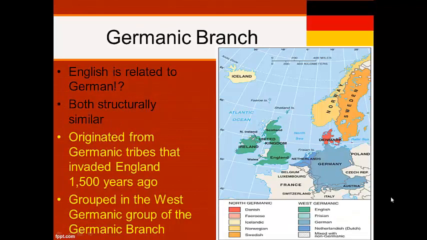Let's start with the Germanic branch. Now, English is part of the Germanic branch, and many of you might be asking, how is English related to German? Great question. It actually is. It's structurally similar. What I mean by that is vocabulary-wise and the way we word our sentences. Where English came from, well, it originated from Germanic tribes that invaded England about 1,500 years ago. The grouping that English can be found in is the West Germanic group of the Germanic branch, another subgroup. Ugh, I know, crazy.